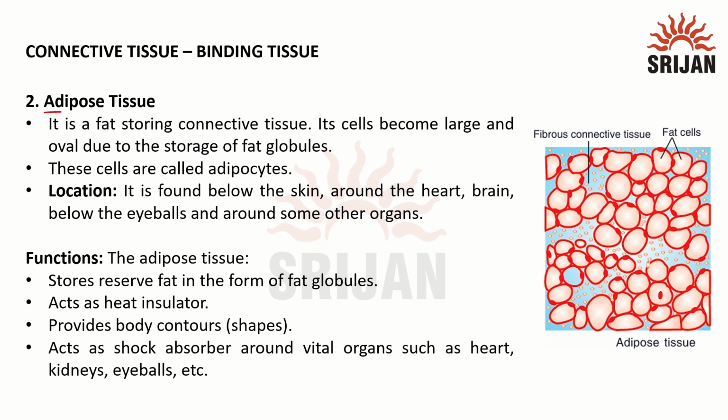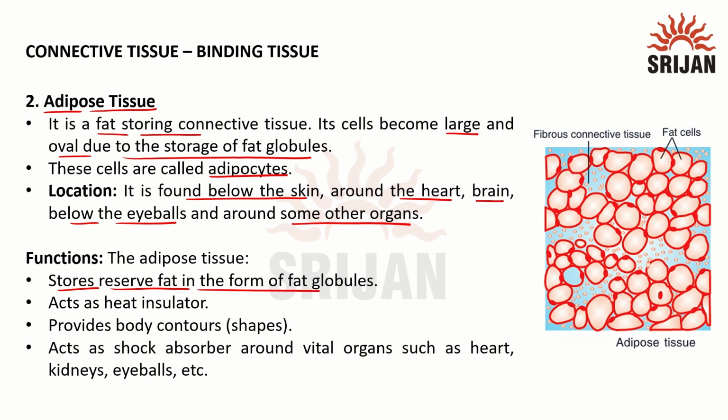Second type of tissue is adipose tissue. Adipose is the fat tissue, so it stores fat, and cells become large and oval due to storage of fat globules. The cells are known as adipocytes or fat cells. Location is just below the skin, around the heart, brain, below the eyeballs, and around some other organs where cushioning is mainly needed. The primary function is storage of reserve food in the form of fat globules, but it also acts as a heat insulator.